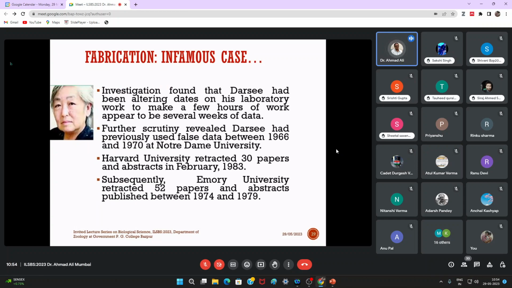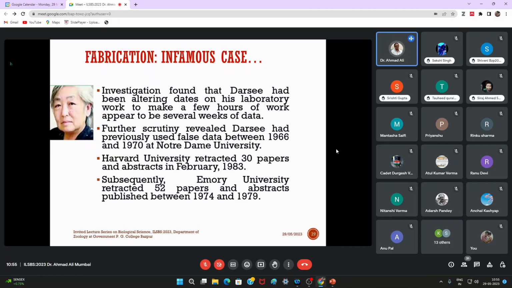Later on, further investigation found that Darcy had been altering dates on his laboratory work to make a few hours of work appear to be several weeks of data. Further scrutiny revealed Darcy had previously used false data, between 1996, at another university, Notre Dame University. As a result of this, Harvard University retracted 30 papers and abstracts in February.